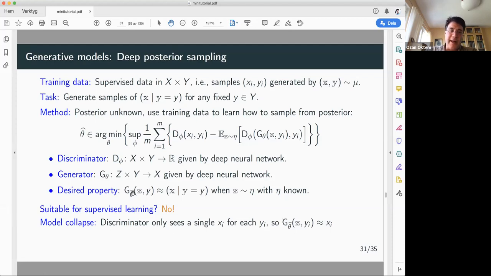So essentially the generator, which you want to have at the end of the day, which you are using to sample from the posterior, will just return back to you what is seen from the training data, which is highly undesirable. So you need to do a lot of tricks.